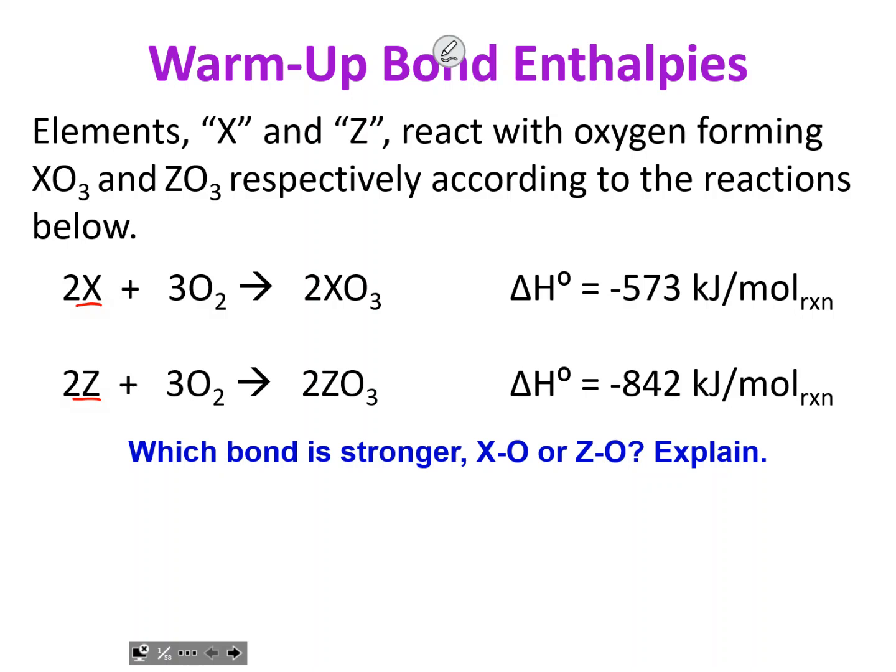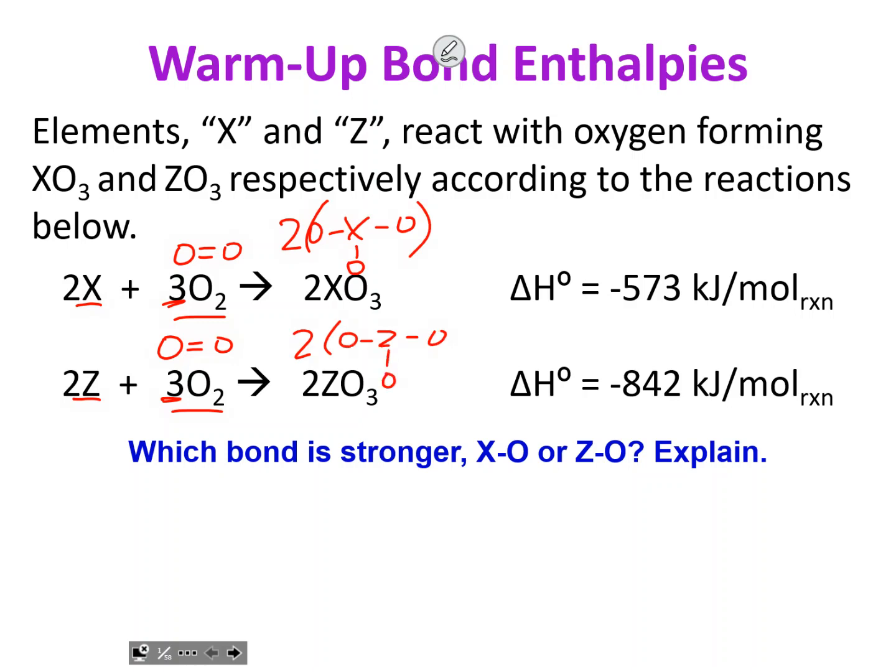They are both combining with oxygen, and 3 moles of oxygen at that. Oxygen we know is double bonded like that, and we have 3 moles of each one. So that part is going to be the same for both reactions. But over here, we're going to have 2 times our X bonding to O, 3 of them there, and then this would be 2 times the Z bonding to the O.